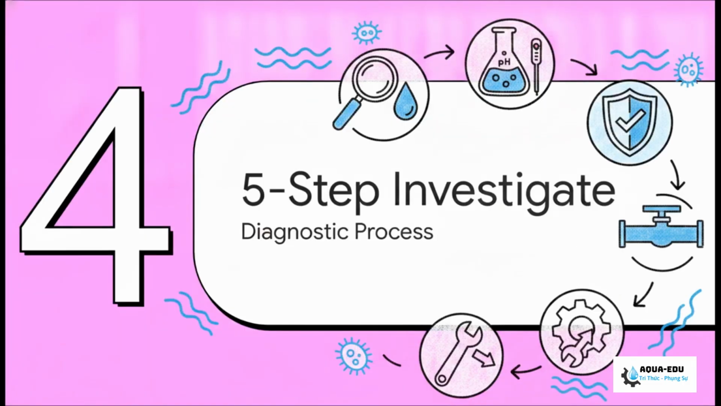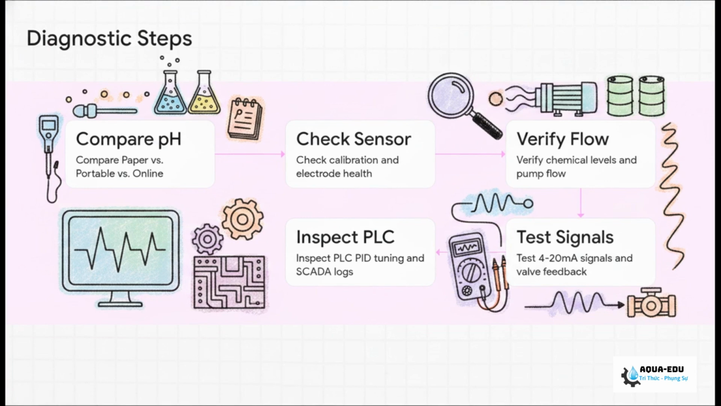Section 4. The 5-step investigation process, moving from observation into action. The absolute golden rule here is this: never, ever skip a step in this diagnostic process. We have to move chronologically. You start with the easiest checks and work your way up to the most complex. First, compare your 3 pH sources. Second, check your calibration logs and the physical electrode itself. Third, go physically verify your chemical levels and pump flow. Fourth, pull out that multimeter and test the 4 to 20 milliamp signals going from the sensor to the PLC.